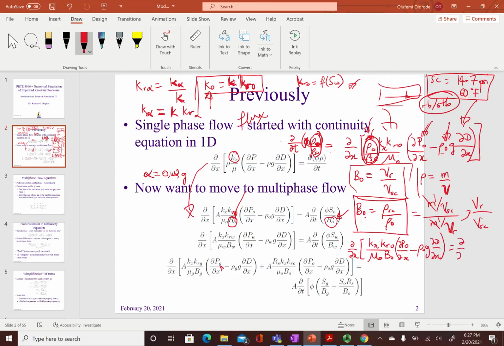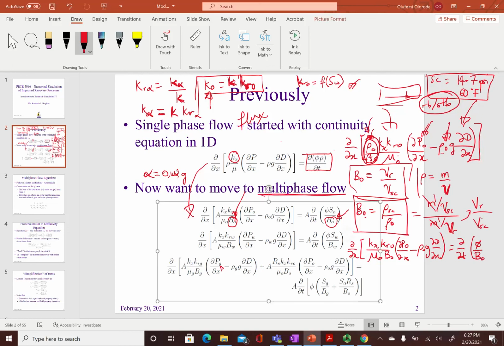Equals what? Phi over BO. Are we done? No. Remember, this is the storage term, for single phase flow, only one fluid in the porous medium. But for multiple phases in the porous medium, the volume of the oil in the rock is not going to fill up all of the pore volume. You're going to have oil, water, and gas in the pore volume.